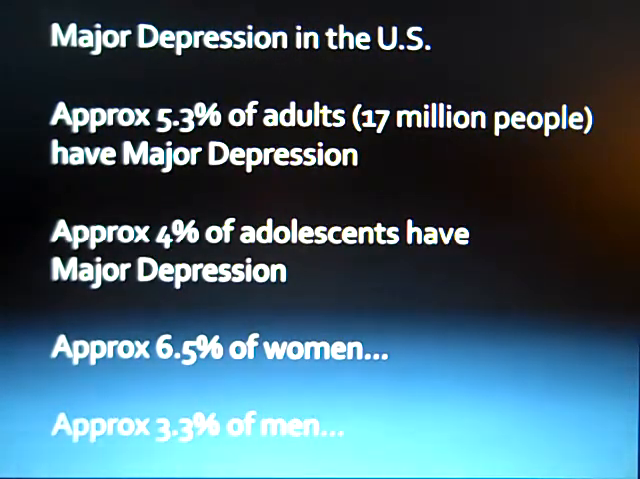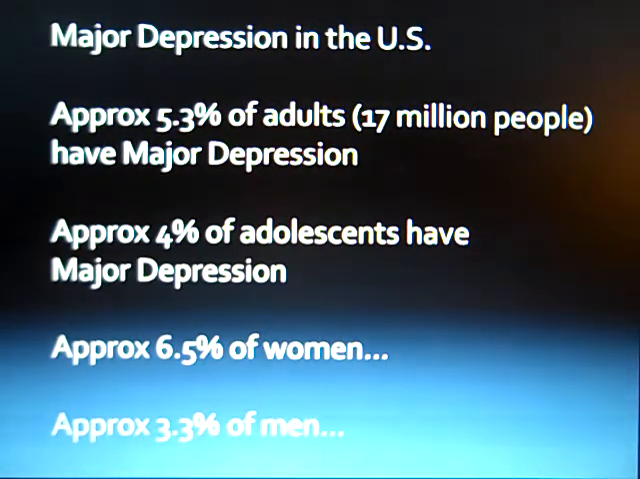So here are some examples of prevalence rates. Now, I'm not interested as much in you memorizing these statistics as I am in you understanding what prevalence means. So for major depression in the United States, approximately 5.3% of adults, or 17 million people, suffer from major depression. So that gives you a quantitative piece of information. 5.3% suffers from major depression at this time.